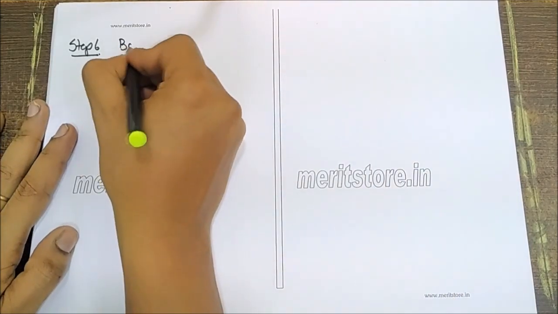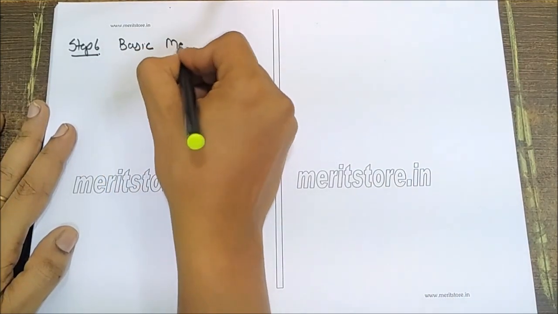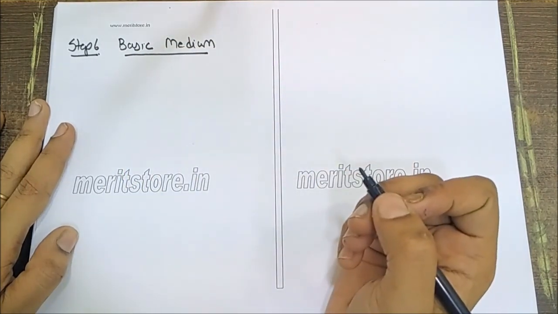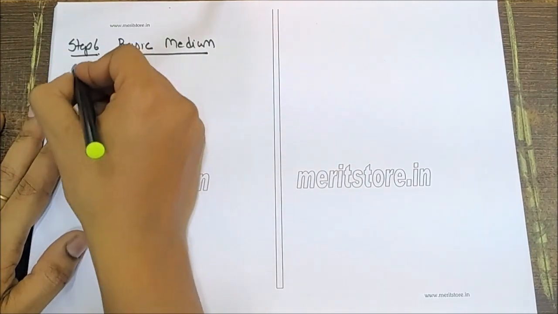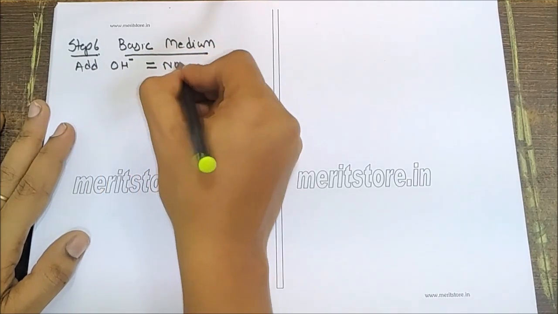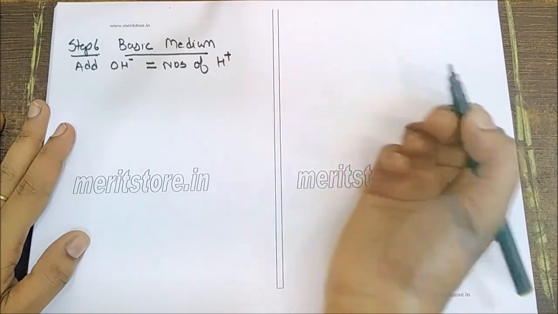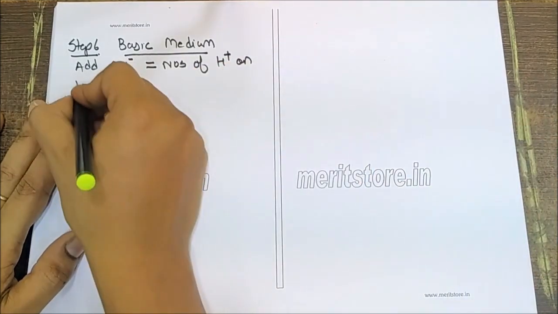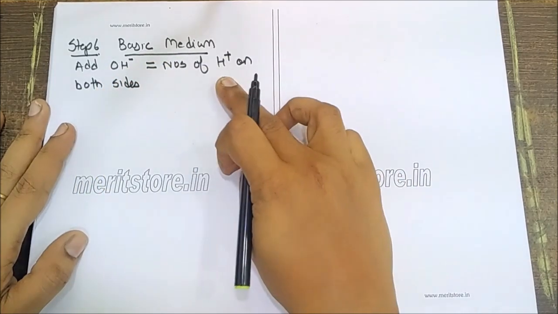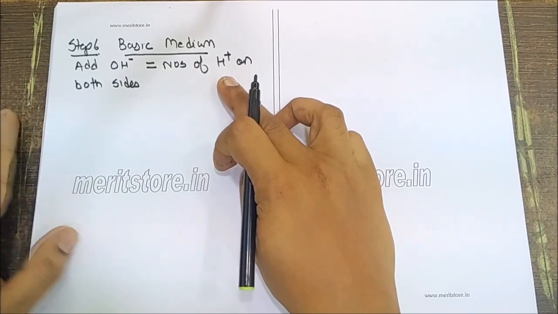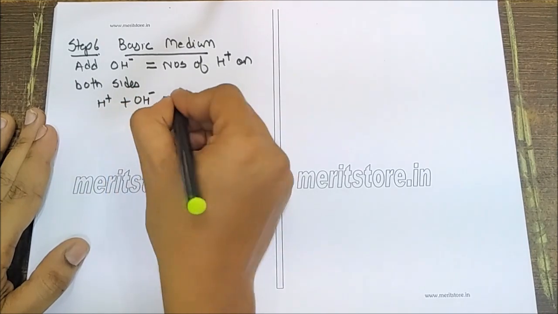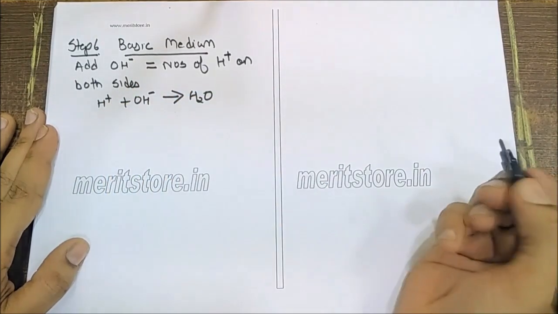Step 6 is applicable if it is specified that the reaction is occurring in basic medium. So if the reaction is occurring in basic medium, you will have to add OH minus ions equal to the number of H plus ions on both sides. So if there are 5 H plus ions in the reaction, you will add 5 OH minus ions, and ultimately H plus and OH minus ions will combine together to form H2O.